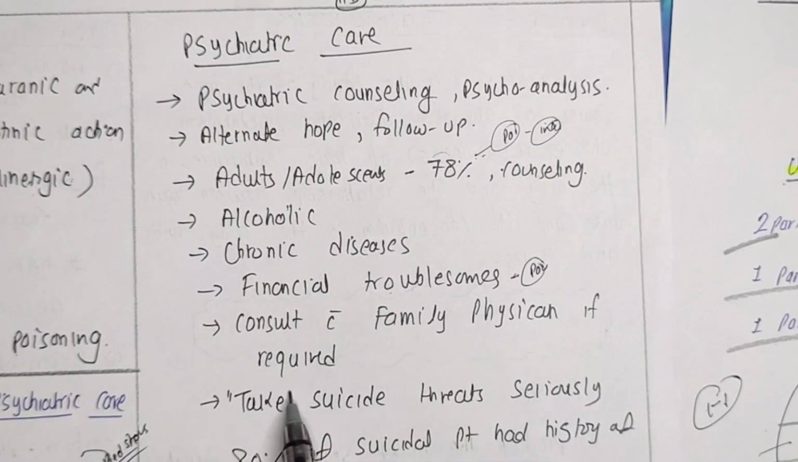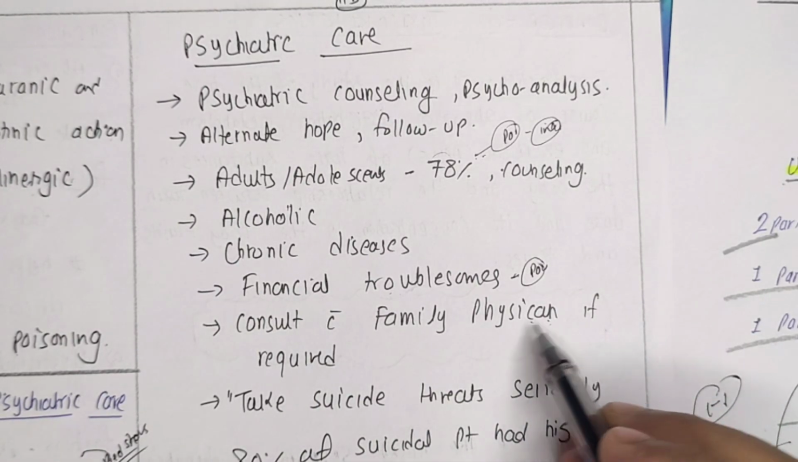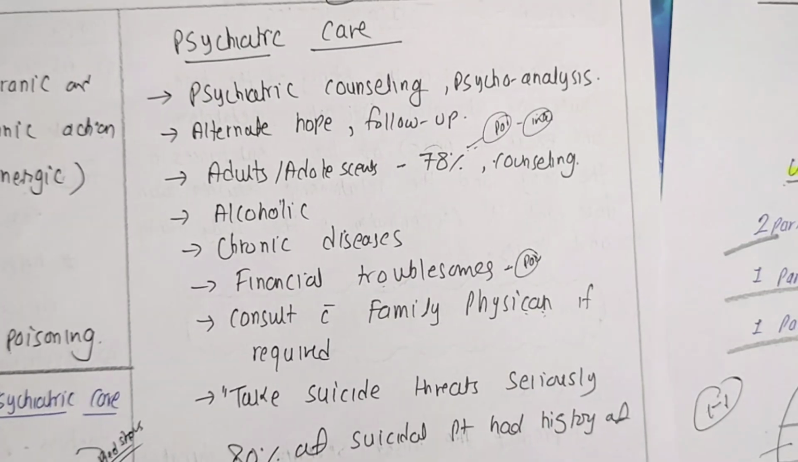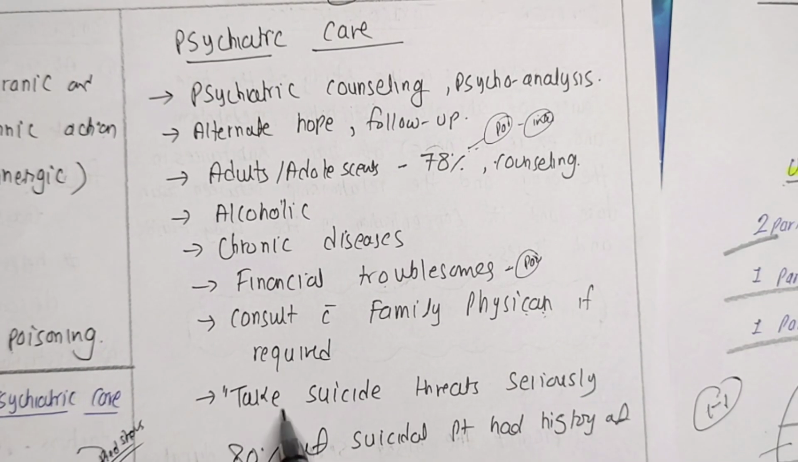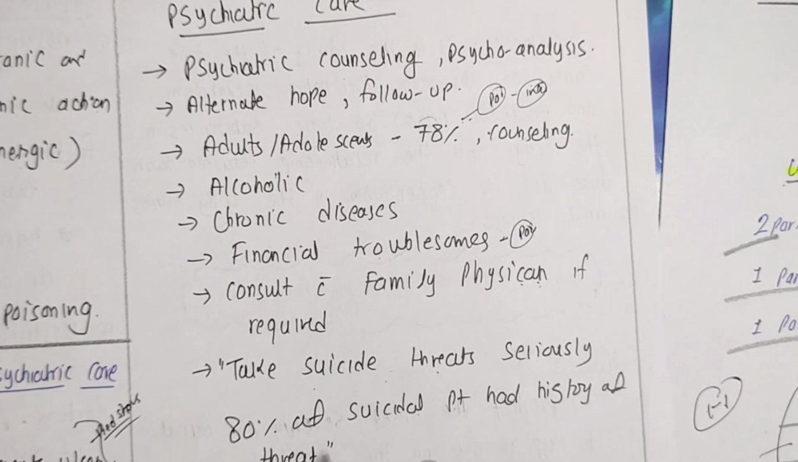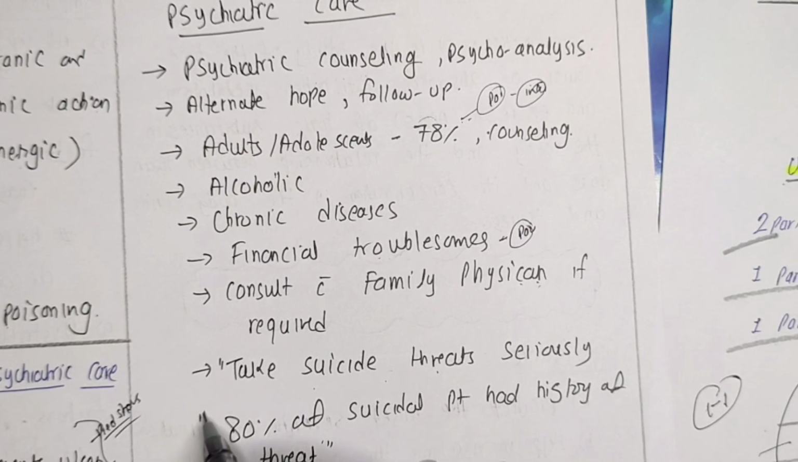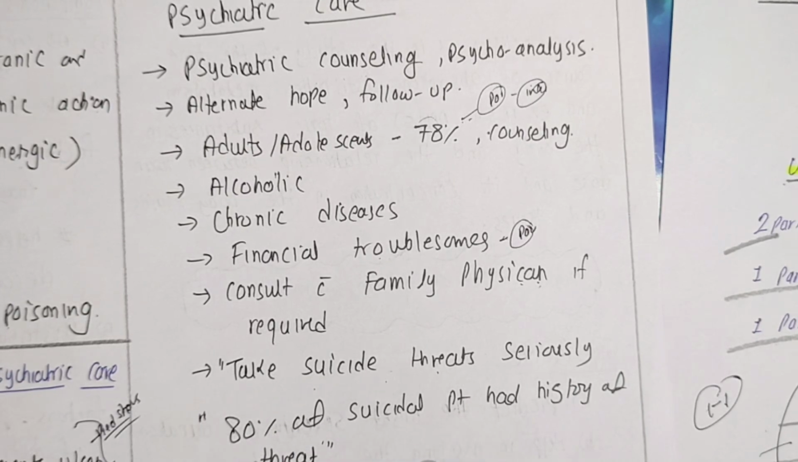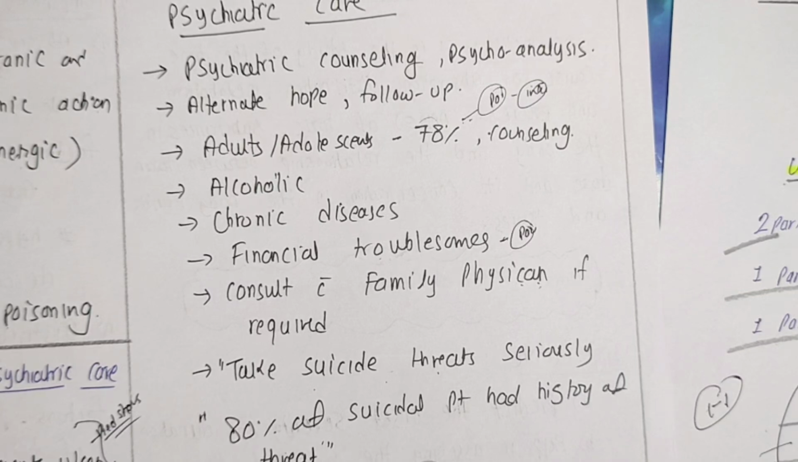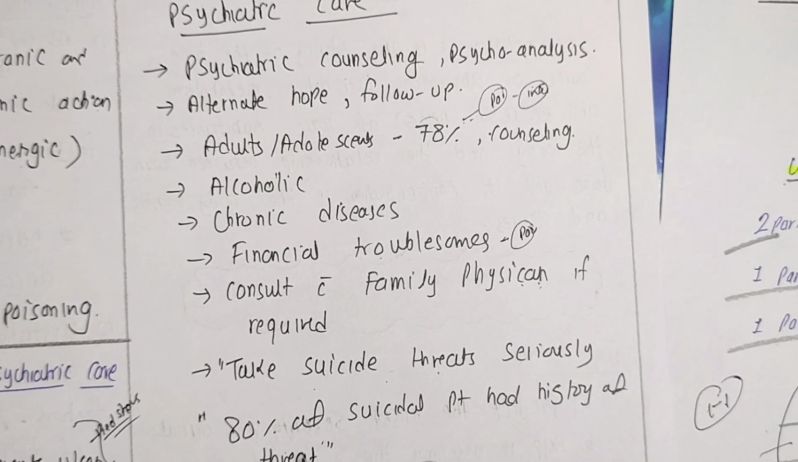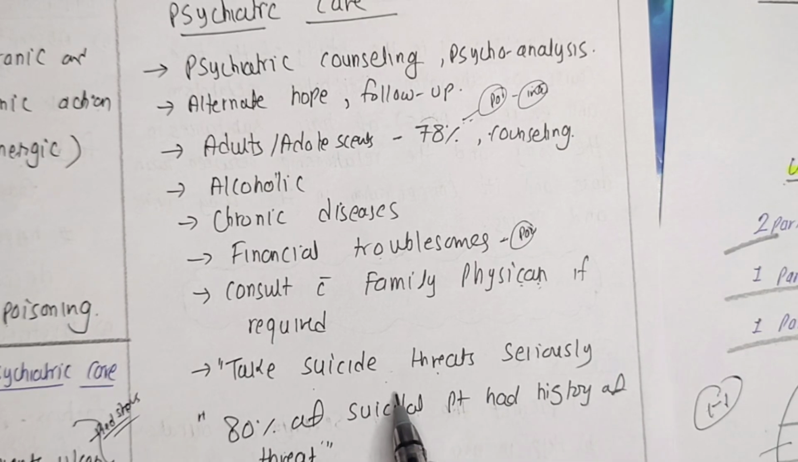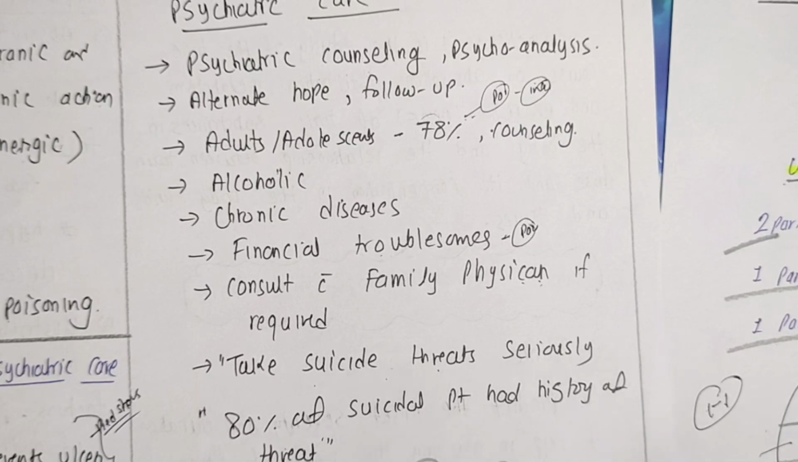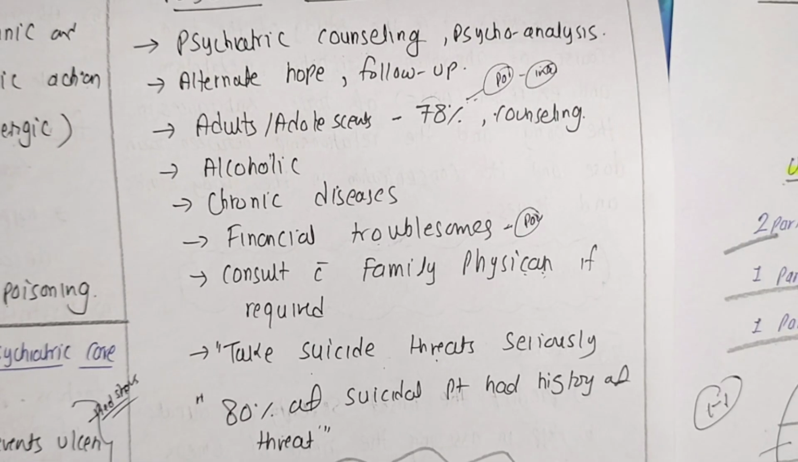Then consult with the family physician if required, because they are closer to their family physicians, so they may give us a better idea. Similarly, if someone is giving a threat of suicide, we should take it very, very seriously. What data says is that 80% of suicidal patients have a history of threats, right? So of all the suicidal people who came to the hospital, 80% had already given a threat at home before attempting this, telling that they are going to commit suicide, and people have not taken them seriously. So now it's high time to take the threats as a serious concern and work to educate them, counsel them and support them, right?